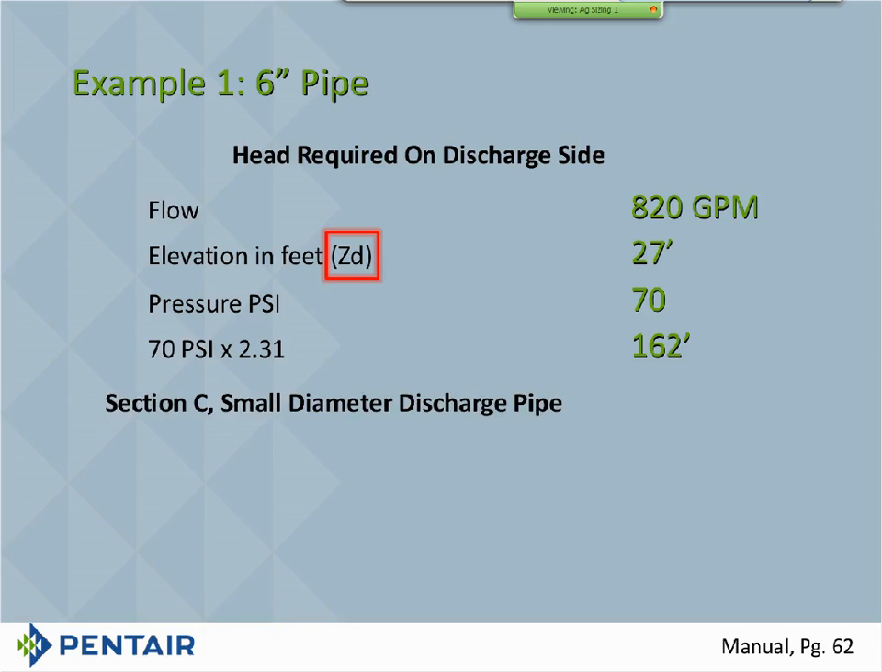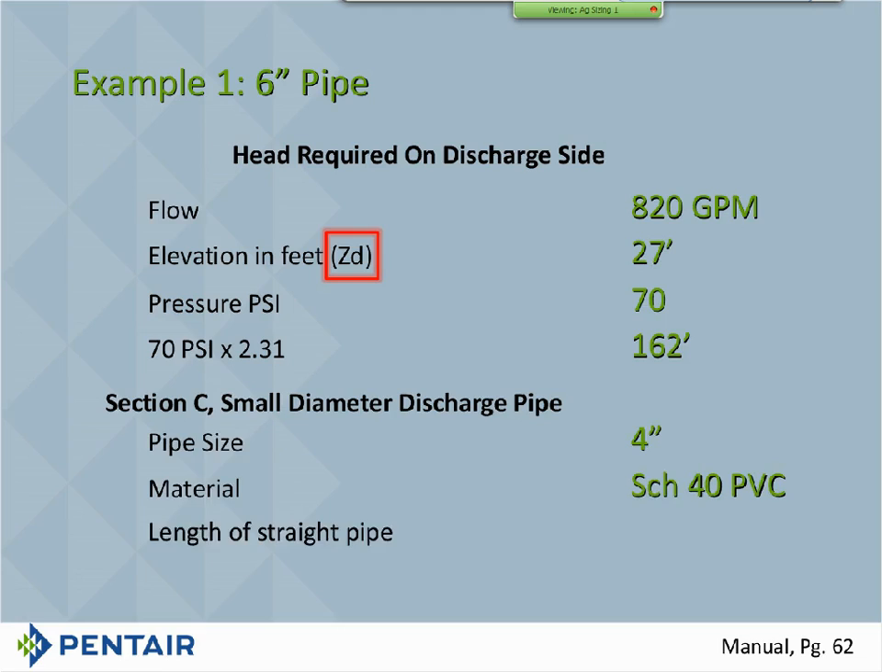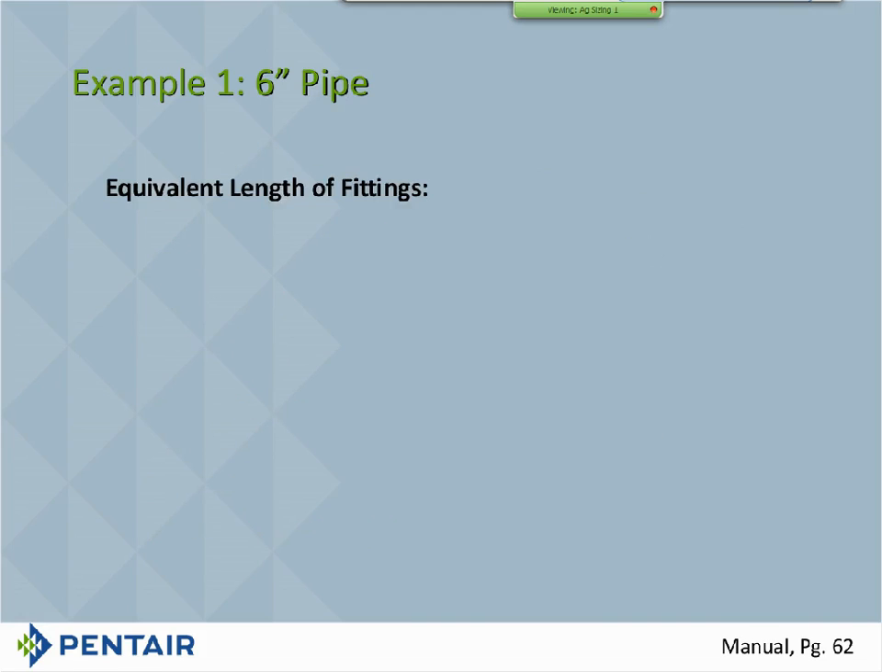Now let's take a look at the smaller section pipe coming out of the pump. Remember, it's 4-inch. It also happens to be PVC. All right. The actual length of straight pipe is 2 feet, and that's for those 2 nipples that are in there. Okay. The equivalent length of fittings. Well, what are the fittings we have? We've got a 4-inch check valve and we've got a 4-inch butterfly valve.